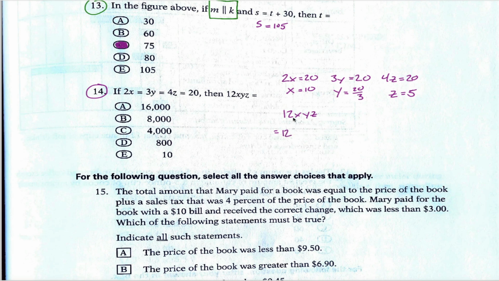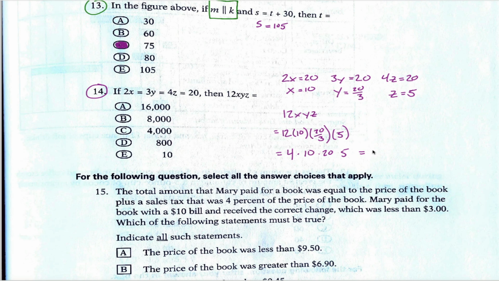That's equal to 12 times, and then instead of writing x, I can write 10. Instead of writing y, I can write 20/3. And instead of writing z, I can write 5. Multiply these numbers together and you're done. I guess you could just throw them into a calculator, but it's almost as fast not to if you recognize that this 3 and part of this 12 will cancel. So that'll turn into a 4. So you got 4 times 10 times 20 times 5.